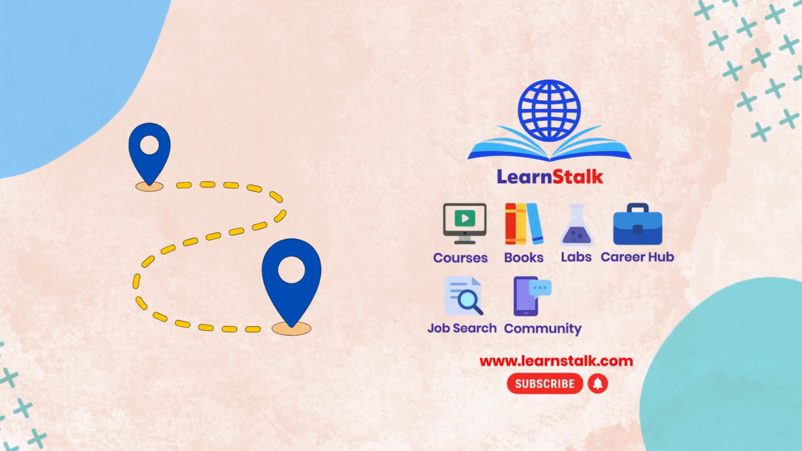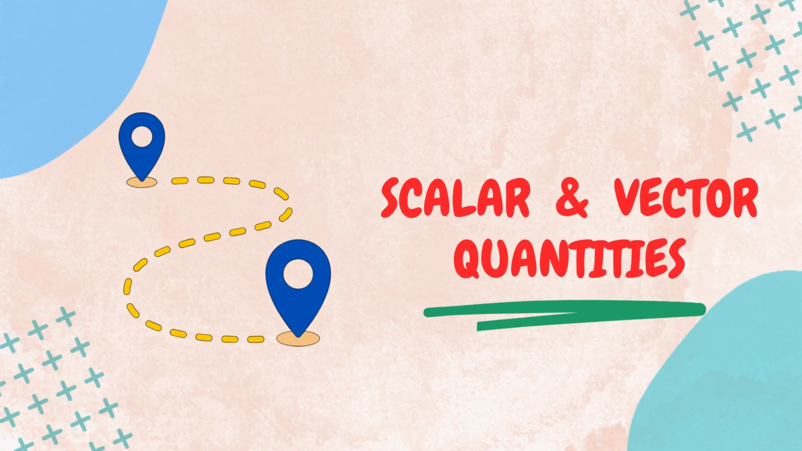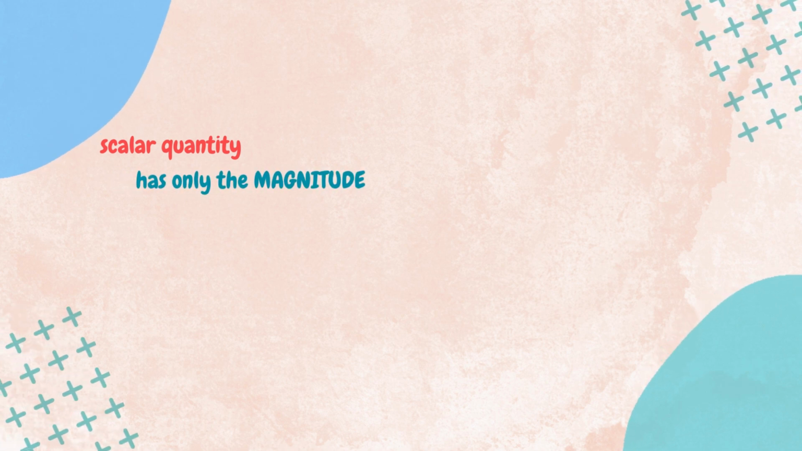Two people run the same distance, but only one actually gets anywhere. How? The answer lies in the difference between scalars and vectors. Let's break it down. A scalar quantity is a quantity that has only the magnitude.